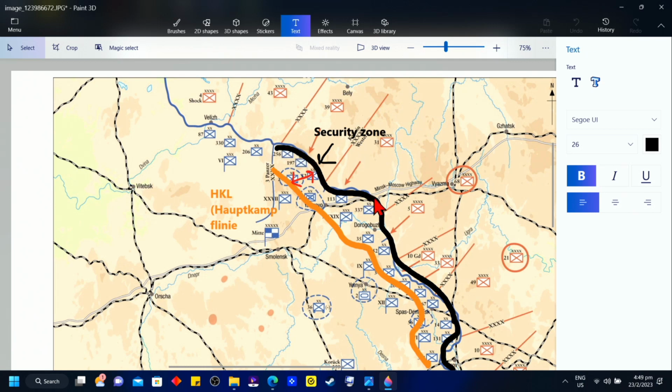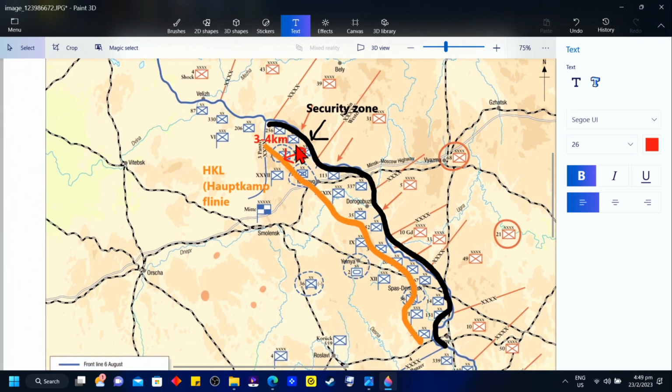So the black line is the security zone, then the orange line is the HKL, or I call it the Hauptkampflinie. I don't know the German name. So this is the main line of resistance. The distance between the HKL and the security zone is 3 to 4 kilometers. The distance between the security zone and the main German line is 3 to 4 kilometers.